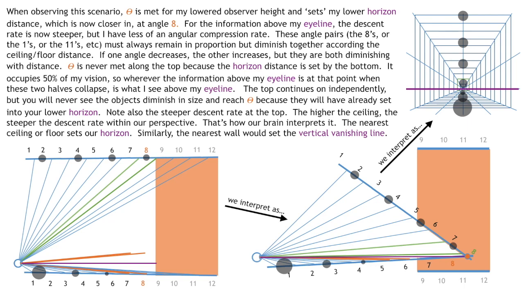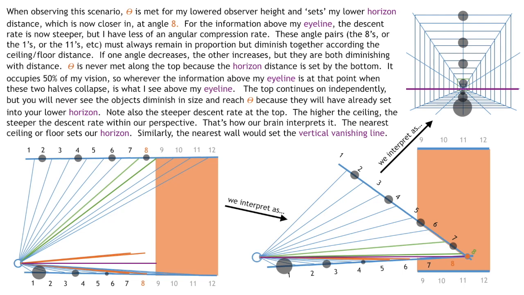So for the information above my eye line, the descent rate is now steeper, just like with the bottles, but I have less of an angular compression rate, right? The angles are more open. So these angle pairs, the 8s or the 1s or the 11s, etc., must always remain in proportion, but diminish together according to the ceiling or floor distance. If one angle decreases, the other increases, but they are both diminishing with distance. Theta is never met along the top, again, because the horizon distance is set by the bottom.